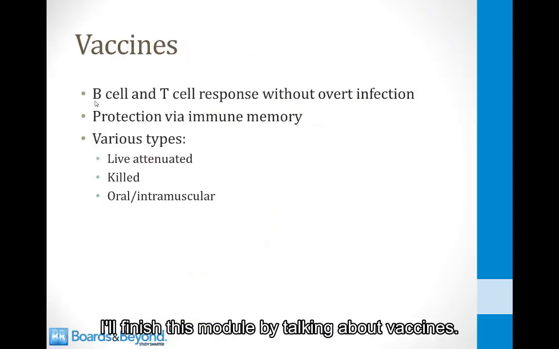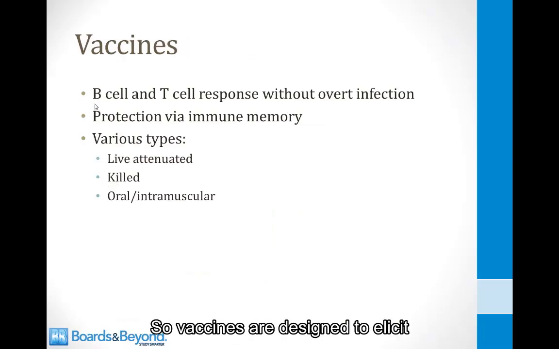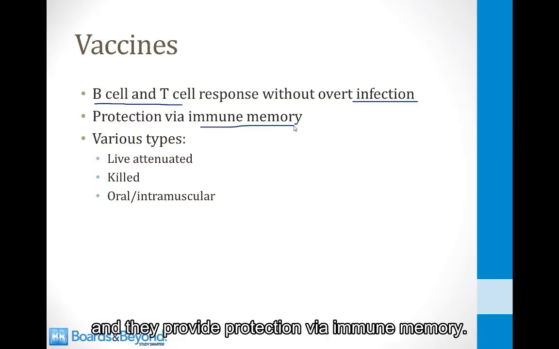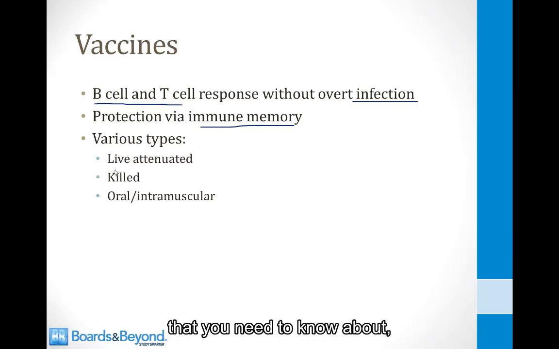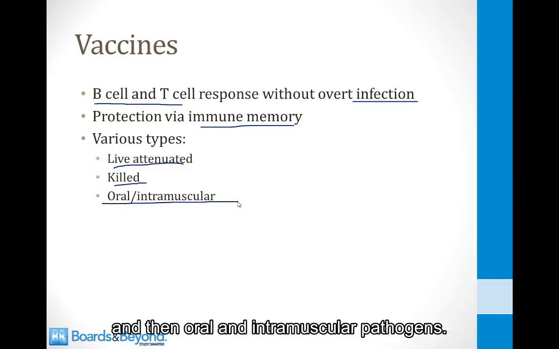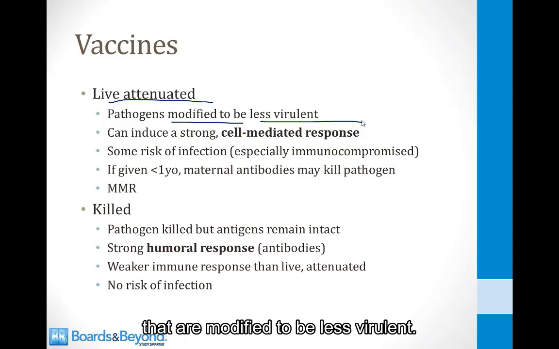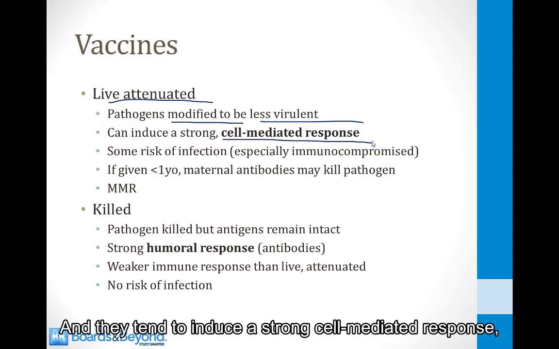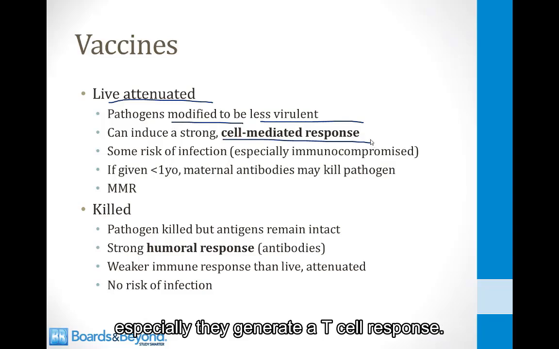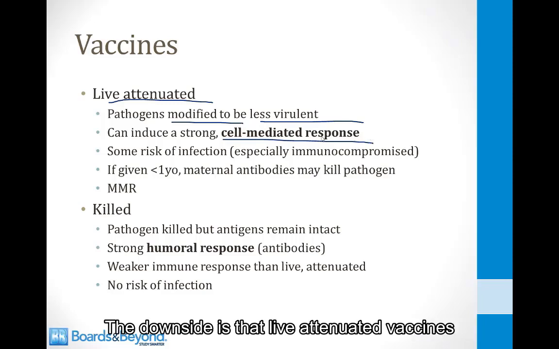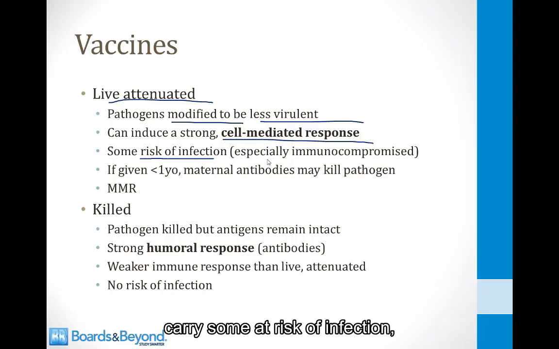I'll finish this module by talking about vaccines. So vaccines are designed to elicit a B cell and T cell response without an infection, and they provide protection via immune memory. And there are several different types that you need to know about. There are live attenuated pathogens, killed pathogens, and then oral and intramuscular pathogens. Live attenuated vaccines contain pathogens that are modified to be less virulent, and they tend to induce a strong cell-mediated response, especially they generate a T cell response, and this response tends to be more durable and long-lasting. The downside is that live attenuated vaccines carry some risk of infection, especially if you administer them to immunocompromised patients.